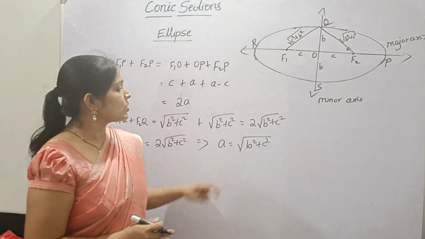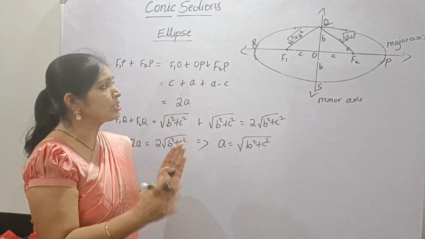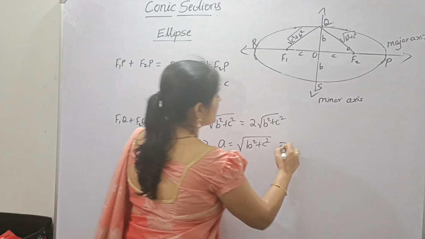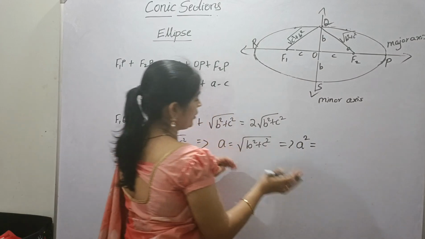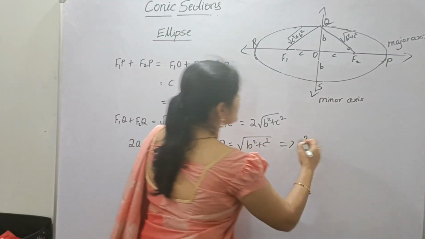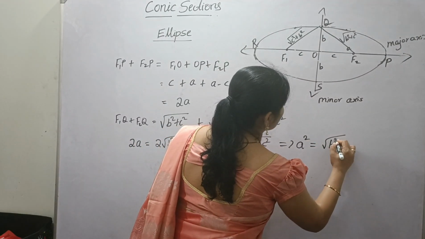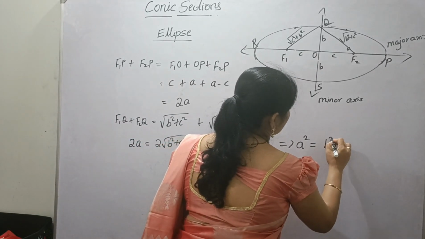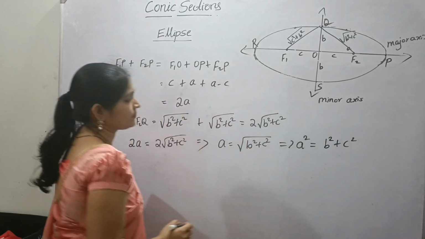Now we have got the relationship between A, B, C. That is, A is equal to the square root of B square plus C square, or if you take the square on both sides, A square is equal to B square plus C square.